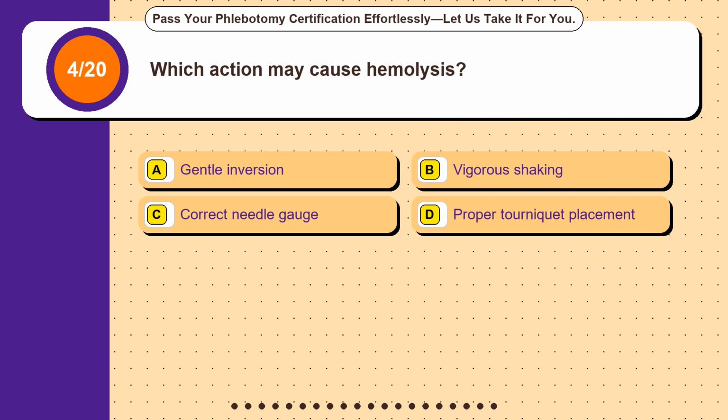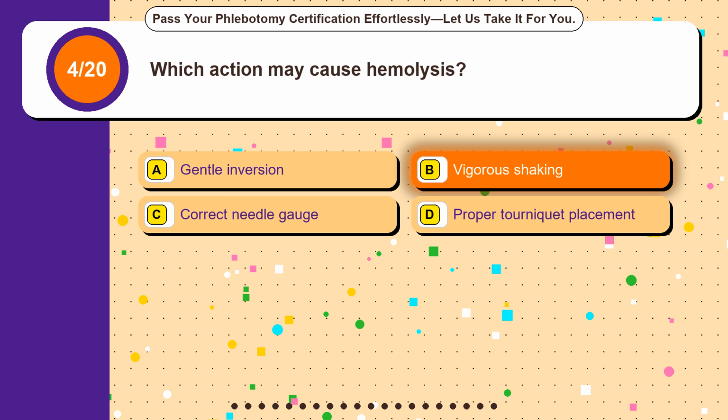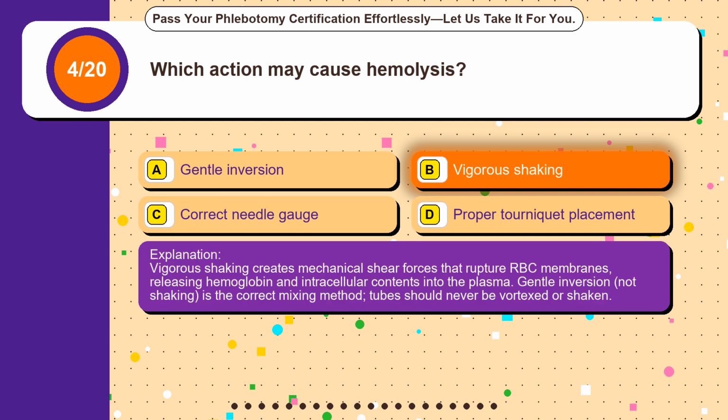Question 4. Which action may cause hemolysis? Option A, gentle inversion, option B, vigorous shaking, option C, correct needle gauge, option D, proper tourniquet placement. The correct answer is option B, vigorous shaking. Vigorous shaking creates mechanical shear forces that rupture RBC membranes, releasing hemoglobin and intracellular contents into the plasma. Gentle inversion, not shaking, is the correct mixing method. Tubes should never be vortexed or shaken.